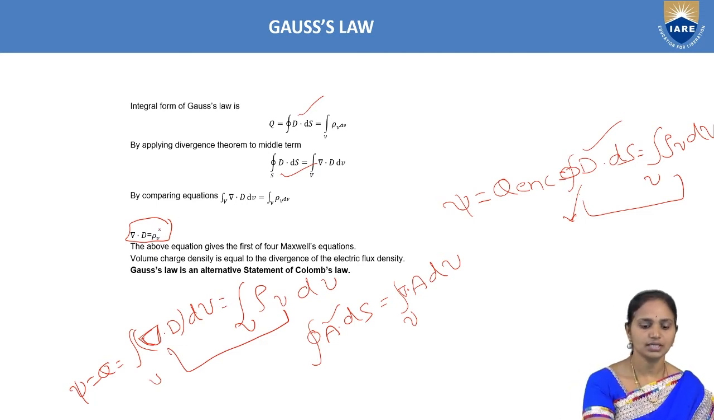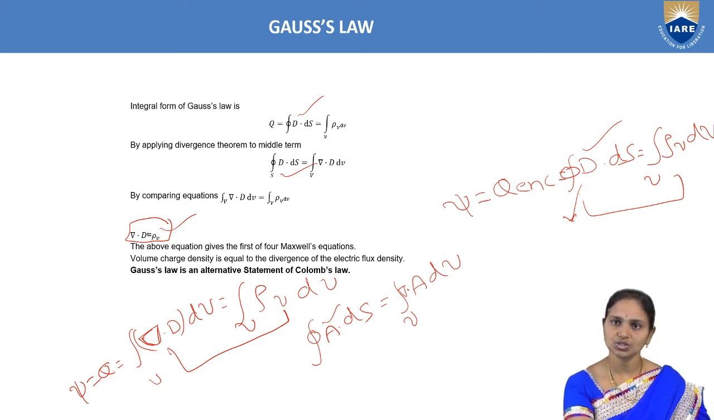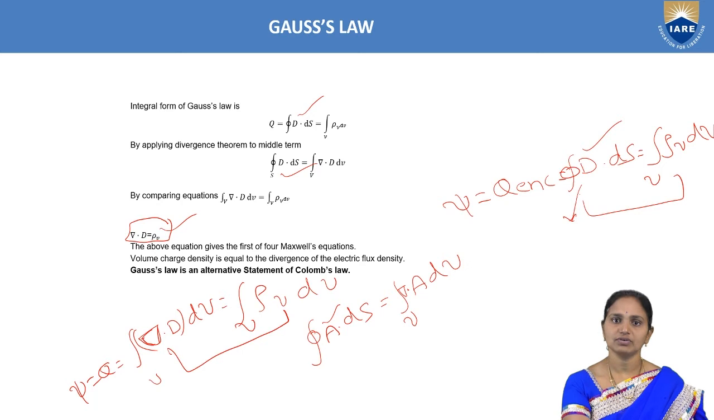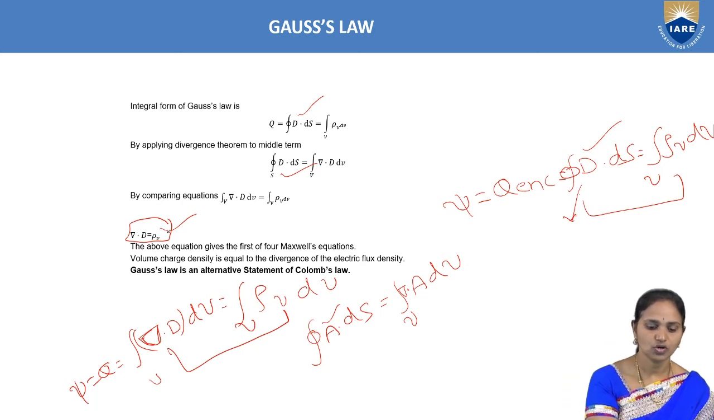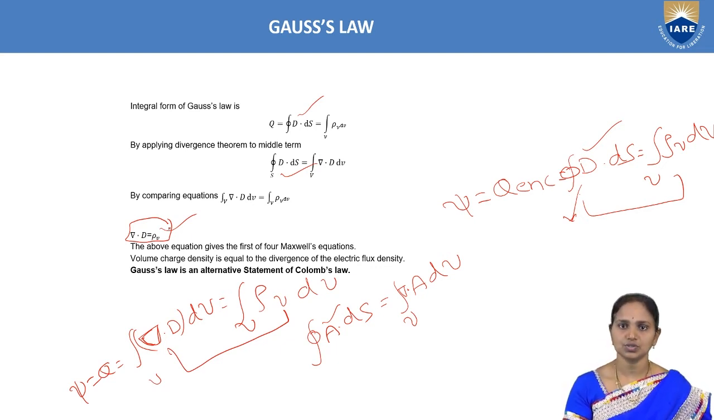This equation obtained, this one we can take as the first Maxwell's equation for electrostatics. And this is obtained by taking Gauss law and by taking the help of the divergence theorem. So this is one of the important equations, Maxwell's equations for electrostatics. Gauss law finally gives us the first Maxwell's equation for electrostatics.